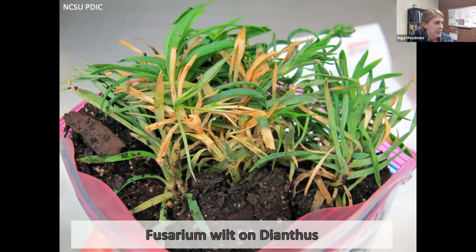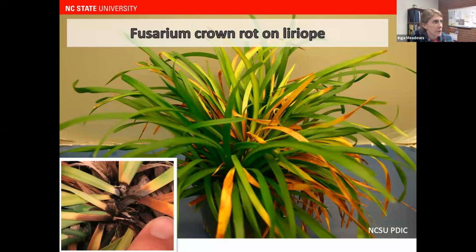So I'll show you some pictures. This is Fusarium wilt on dianthus. Here you can see the yellowing on the leaves, especially on the leaf tips. So it might look like the plant has dried down, but really it's a Fusarium wilt. This is Fusarium crown rot on Liriope. Again, you see the yellowed or tan leaves. And if you were to take a look at the crown, this one causes crown rot. You can see in the bottom left picture the rotted leaves and crown there.